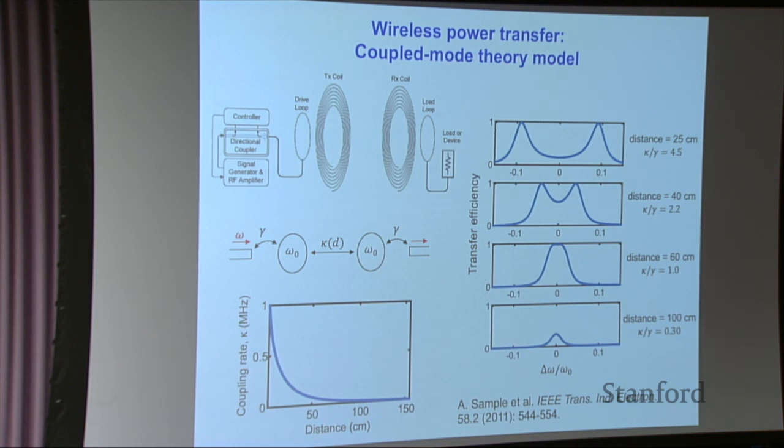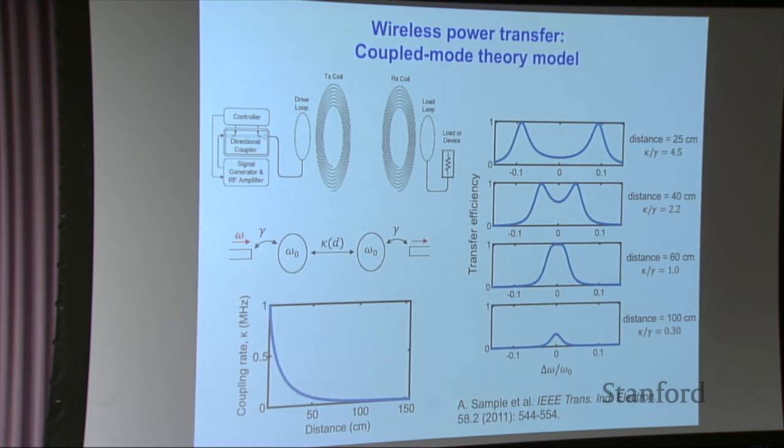But as you vary the distance, because this is a coupled resonator system, the peak actually shifts. In fact, as you increase the distance between the coils, the coupling constant goes down, and so the peaks move together. They eventually merge, and then you get out of the strong coupling regime, in which case you no longer have high transmission.